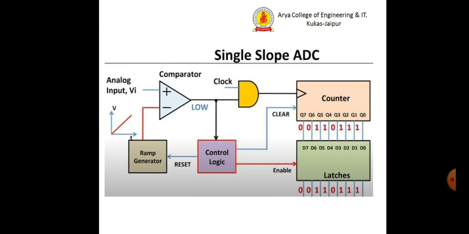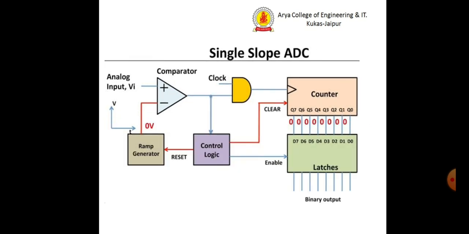Now, the control logic will enable the latch to give the output. It will also give a clear command to the counter and reset the ramp generator. And this is how it is going to work. After reset, the ramp generator will be 0, the counter will be 0, and it can do the function for the next A to D conversion.